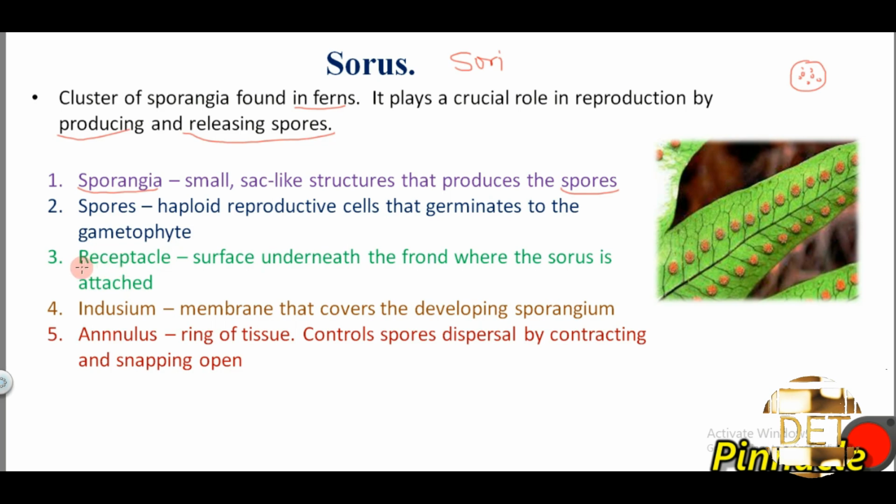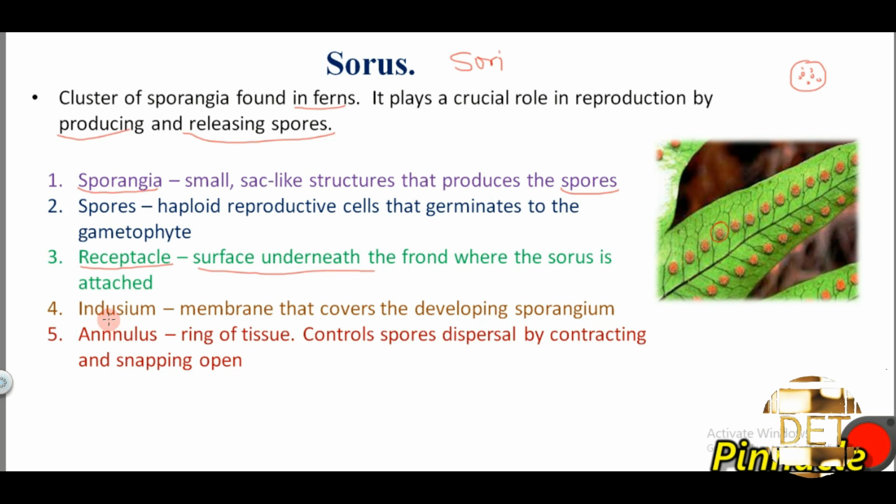Then they have a receptacle. The sorus has a receptacle, and the receptacle is the surface underneath the frond where the sorus is attached. So the point where the sorus is attached is what is referred to as the receptacle. So this point where the sorus is attached is referred to as the receptacle.